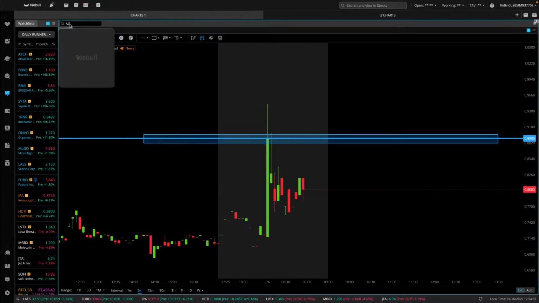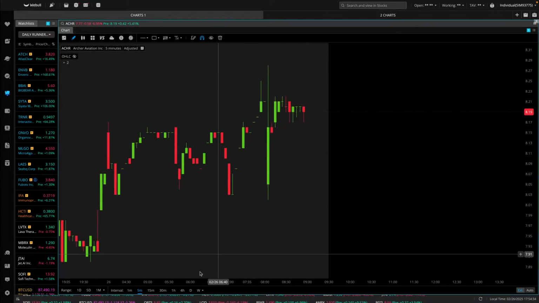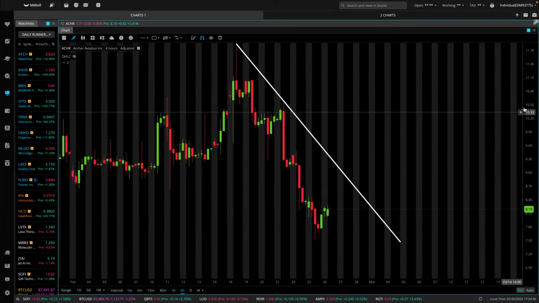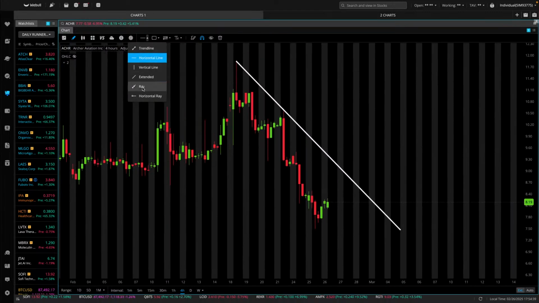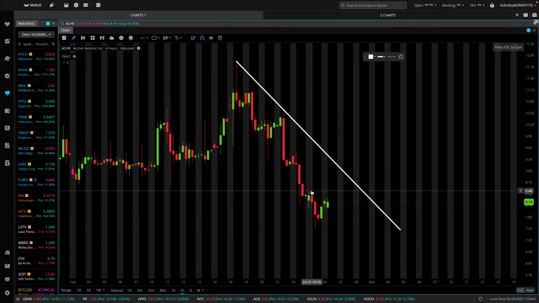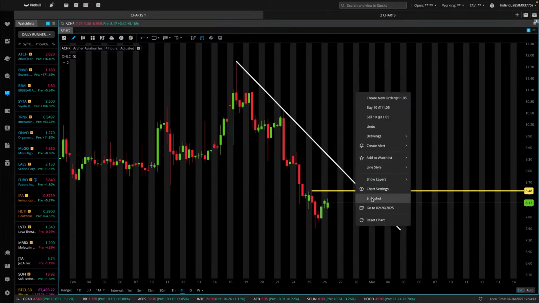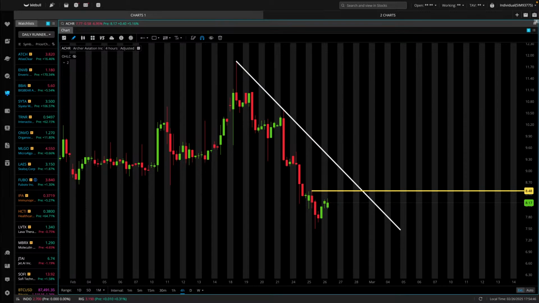ACHR. This is the one that we, oh no, not ACHR, it's ATCH. ACHR, for me, nothing. If you want to take a riskier entry, you can look for entries above 8.48. Wait for a break above 8.48, then maybe you can look for some entries on it.